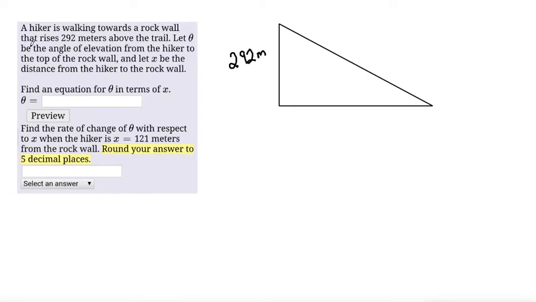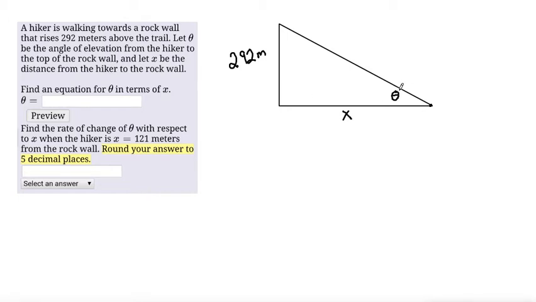Let theta be the angle of elevation from the hiker to the top of the rock wall. So the angle of elevation would be this angle here, if we're assuming this point right here would be the hiker, and so the angle of elevation from the hiker to the top of the rock wall would be this theta here. And let x be the distance from the hiker to the rock wall. So from the hiker to the rock wall is x right there. The question asks, find an equation for theta in terms of x.